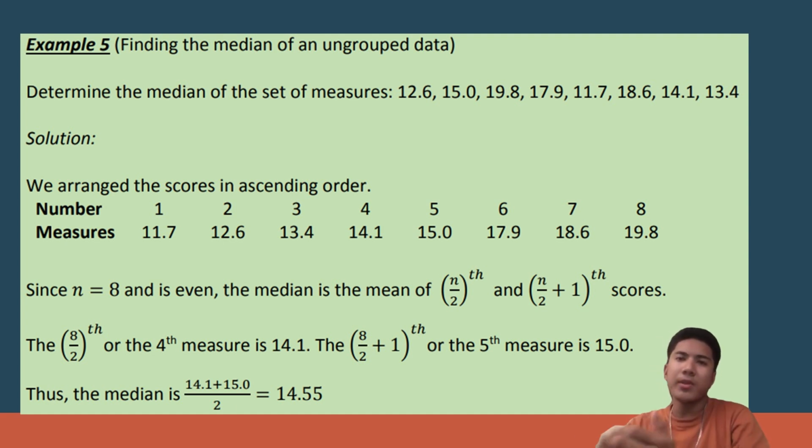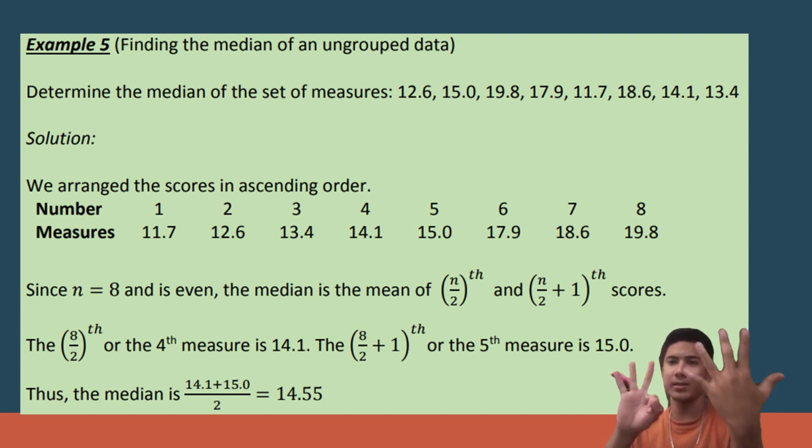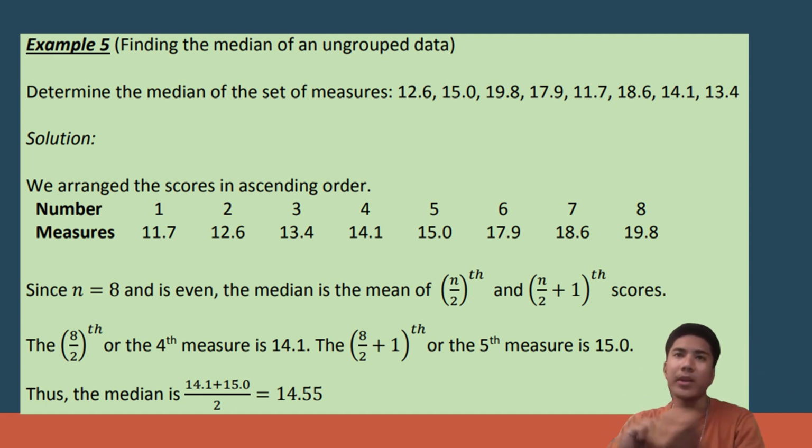So 11.7, 12.6, 13.4, 14.1, 15.0, 17.9, 18.6, 19.8. So 8. It's the same method, but let's try. So 8 plus 1 is 9, divided by 2 equals 4.5. So 4.5, so the median is in between the 4th and 5th values.